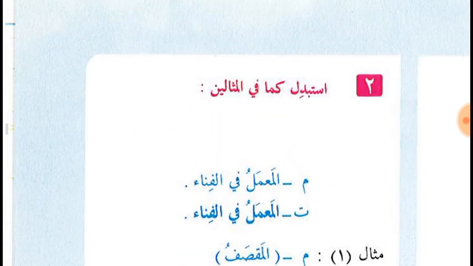Okay. Yes. Again, then we have istabdil kama fil misalain al ma'mulu fil fana'i. This is an easy question. So Miss Aluma, start reading the examples. Okay, sir. المعمول في الفناء, the laboratory in the courtyard. المقصف في الفناء. المقصف means the canteen in the courtyard. الحديقة means the garden. المقصف في الحديقة, the canteen in the garden. Okay, the word is الحديقة too because we have alif lam at the start of the word. Then المقصف في الحديقة because we have a harf jar fi.